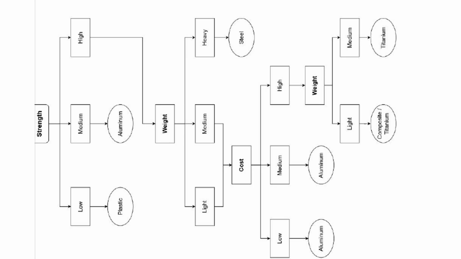So, what does it mean? All this tabular data, whatever you have, based on certain rules, you can classify it in a very nice manner. This is what a decision tree does.